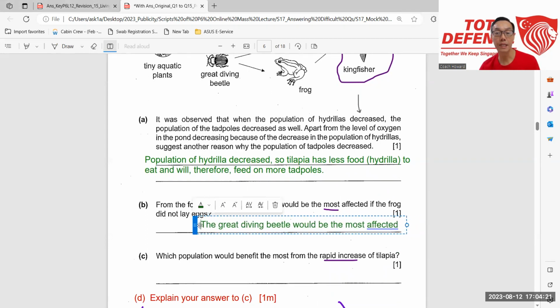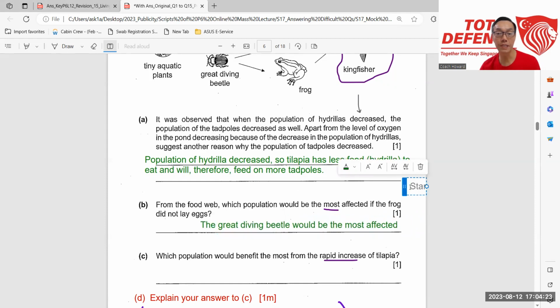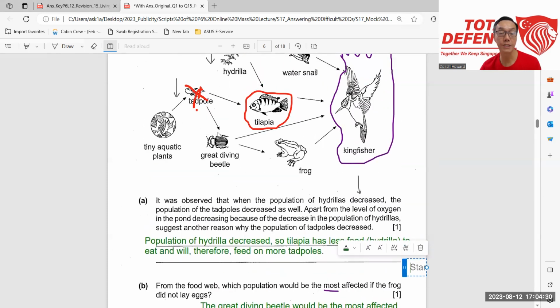Okay, here they didn't ask you for the reason. In case they ask you to explain a reason, you just say that if the frog do not lay eggs, right, no tadpoles will be hatched. Therefore, the great diving beetle will not have any food. It will die of starvation.